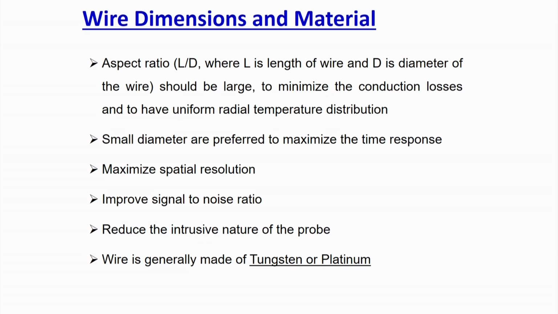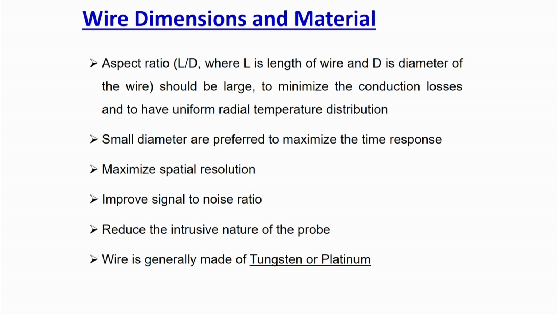But again, it does not mean that you cannot use constant current. You can do that also, but the constant temperature is preferred because the life of constant temperature wires is much higher compared to the constant current probes or constant current wires, okay? And then the calibration is also easier. So, this is the major advantage of why constant temperature hot wire anemometers are used.